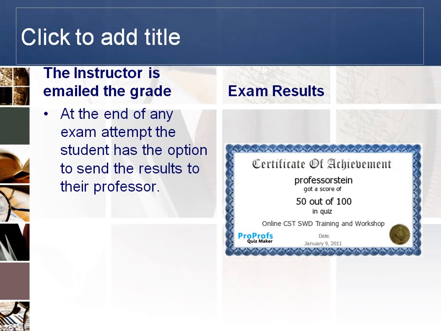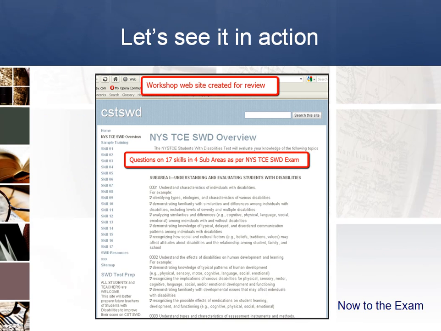When they're finished, the student will get a certificate, which is automatically emailed or can be emailed to their professor. We have a series of questions divided into 17 skills, all with the sub-areas as defined by the New York State Education Department. We'll show you that. As a matter of fact, let's do it right now.